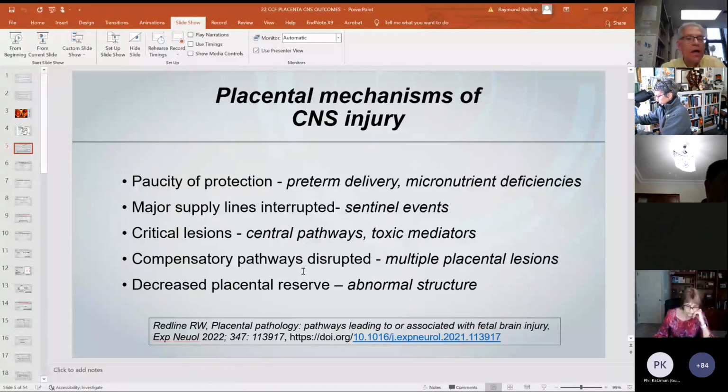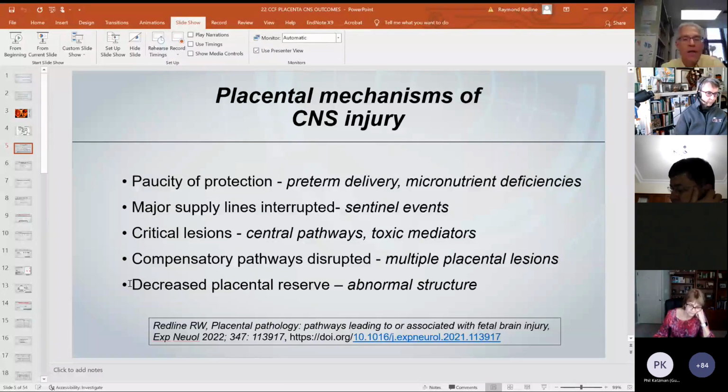And then there's a broad group of placental lesions that can decrease the normal placental reserve. It's said that most placentas have about a 30% reserve capacity. So you can cut away 30% of the parenchyma in an experimental system like the sheep placenta, and the fetus is not disturbed in any way.